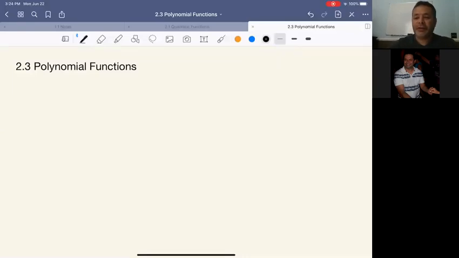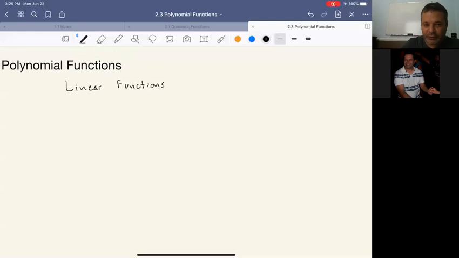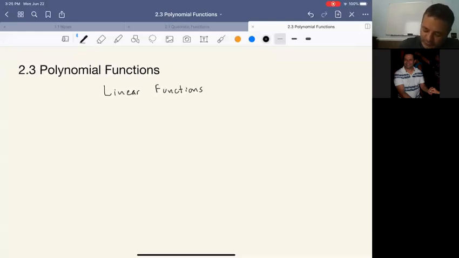Today's lesson is going to be on polynomial functions. Okay, so what is a polynomial function? Well, we've already talked about polynomial functions a little bit. The first type of functions we talked about are linear functions. And if we remember correctly, those are of the form y equals mx plus b.